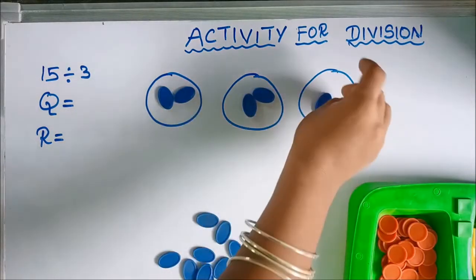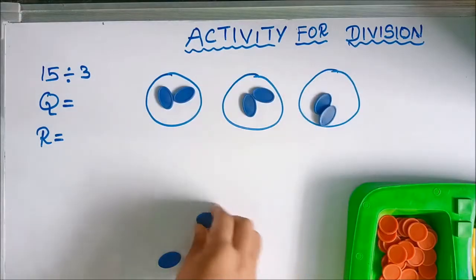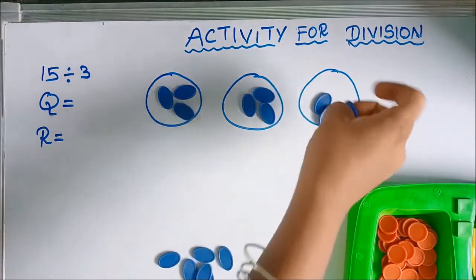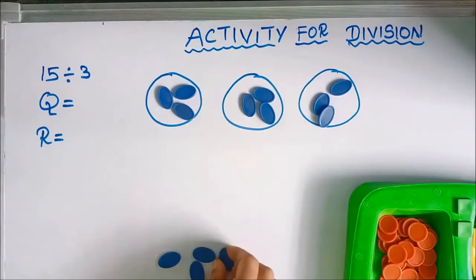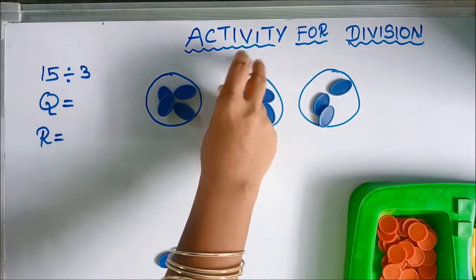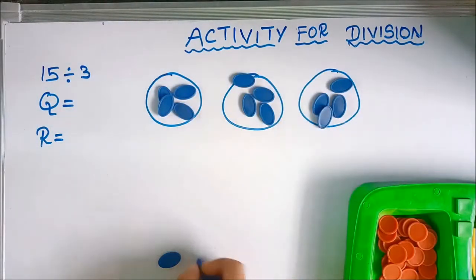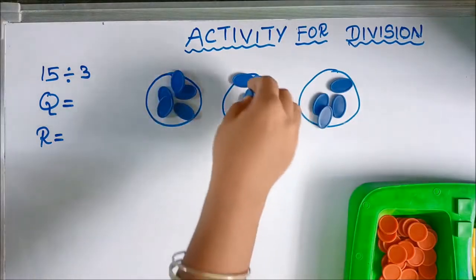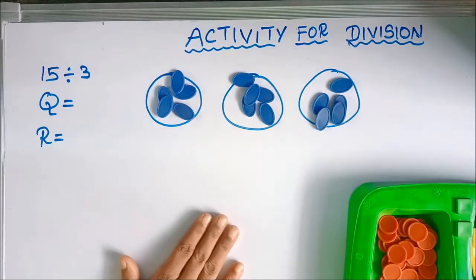1, 2, 3. Again you have to take 3. 1, 2, 3. Again you have to take 3 and give 1 to each one. 1, 2, 3. There are no remaining pieces.